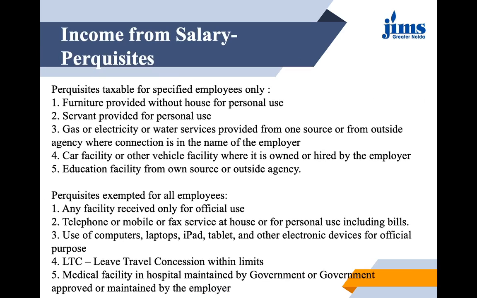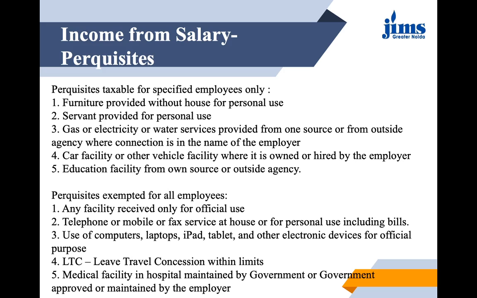Perquisites taxable for specified employees only can be a few, like furniture provided with or without house for personal use, servant provided for personal use, gas or electricity or water services provided from one source or from an outside agency where the connection is in the name of the employer, car facility or other vehicle facility where it is owned or hired by the employer, education facility from own source or outside agency. These were the taxable perquisites.